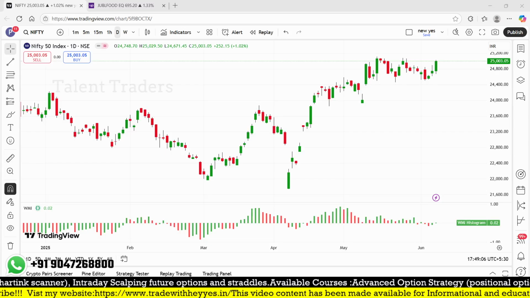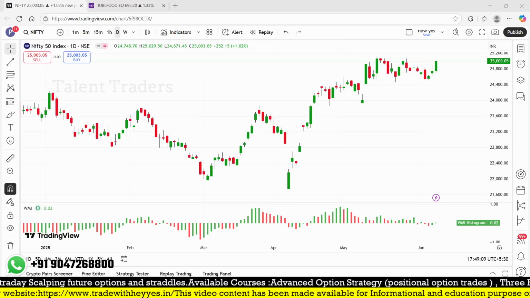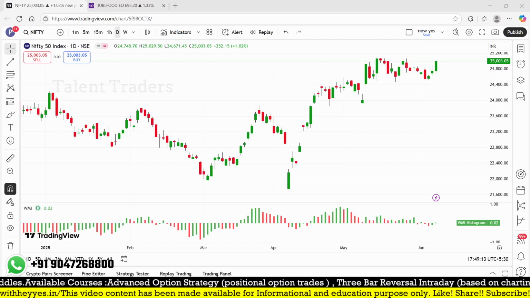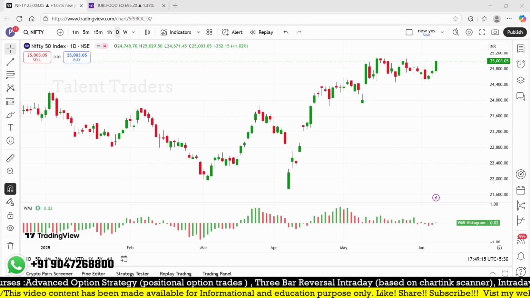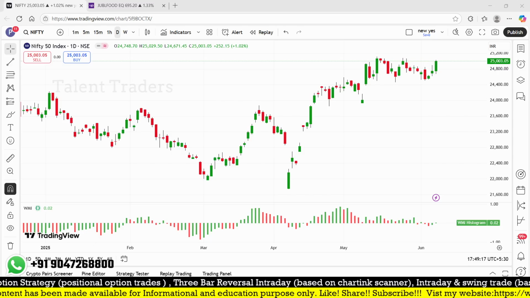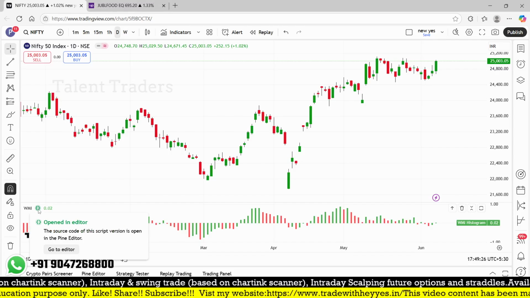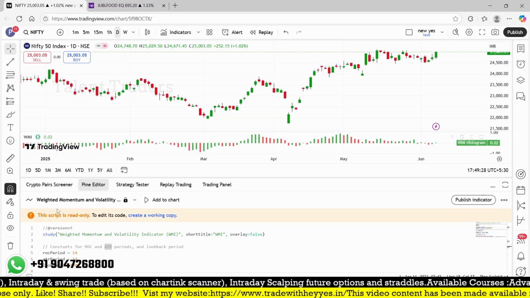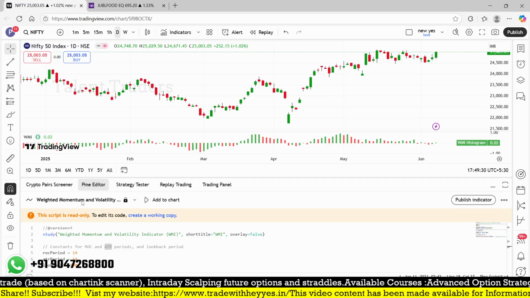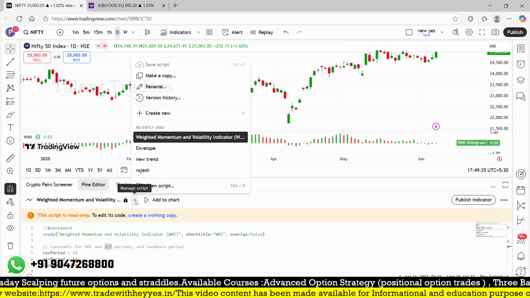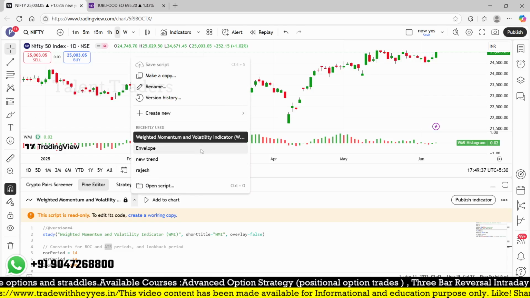In this video, I'm just going to discuss one indicator which I found on the web. The Weighted Momentum and Volatility Index, I think. It was available in TradingView, and it looked quite good. It works based on weighted movement, momentum, and volatility. So this indicator is the weighted momentum and volatility indicator.